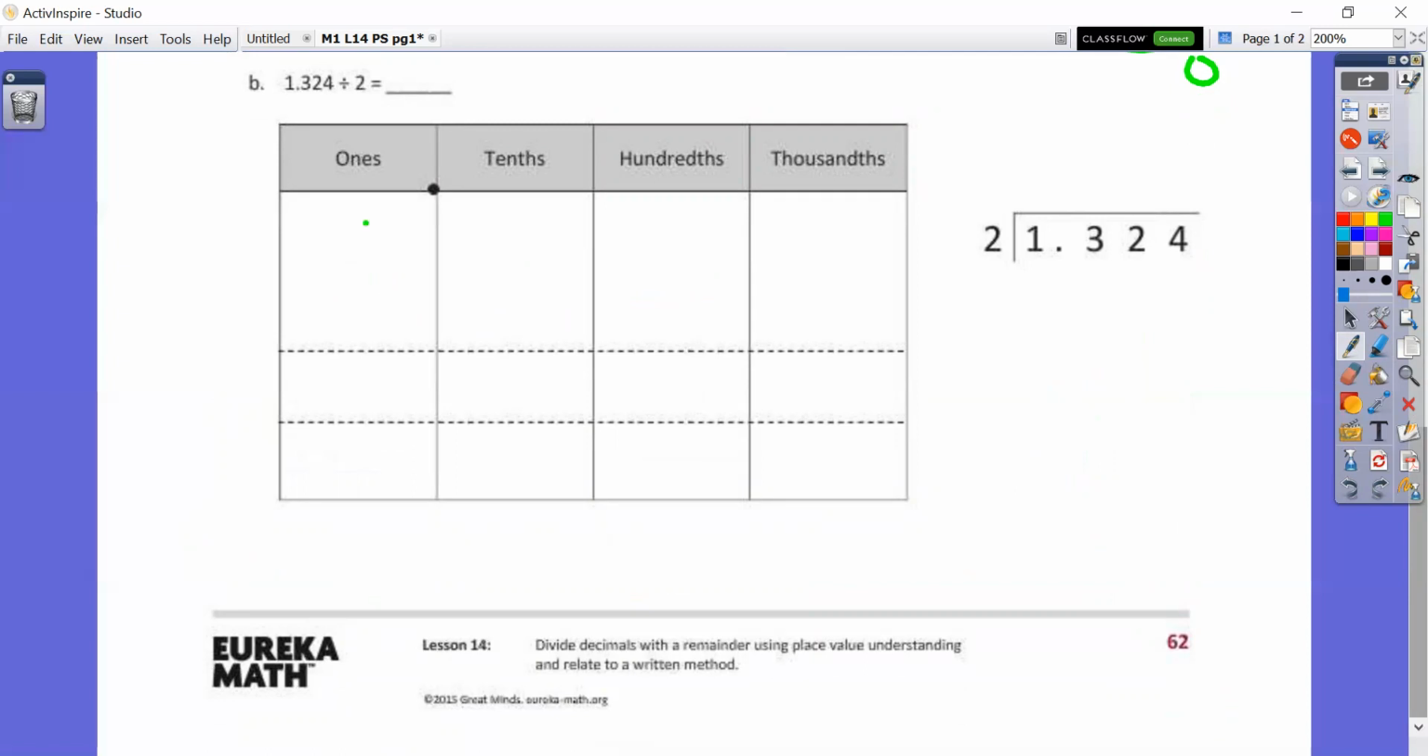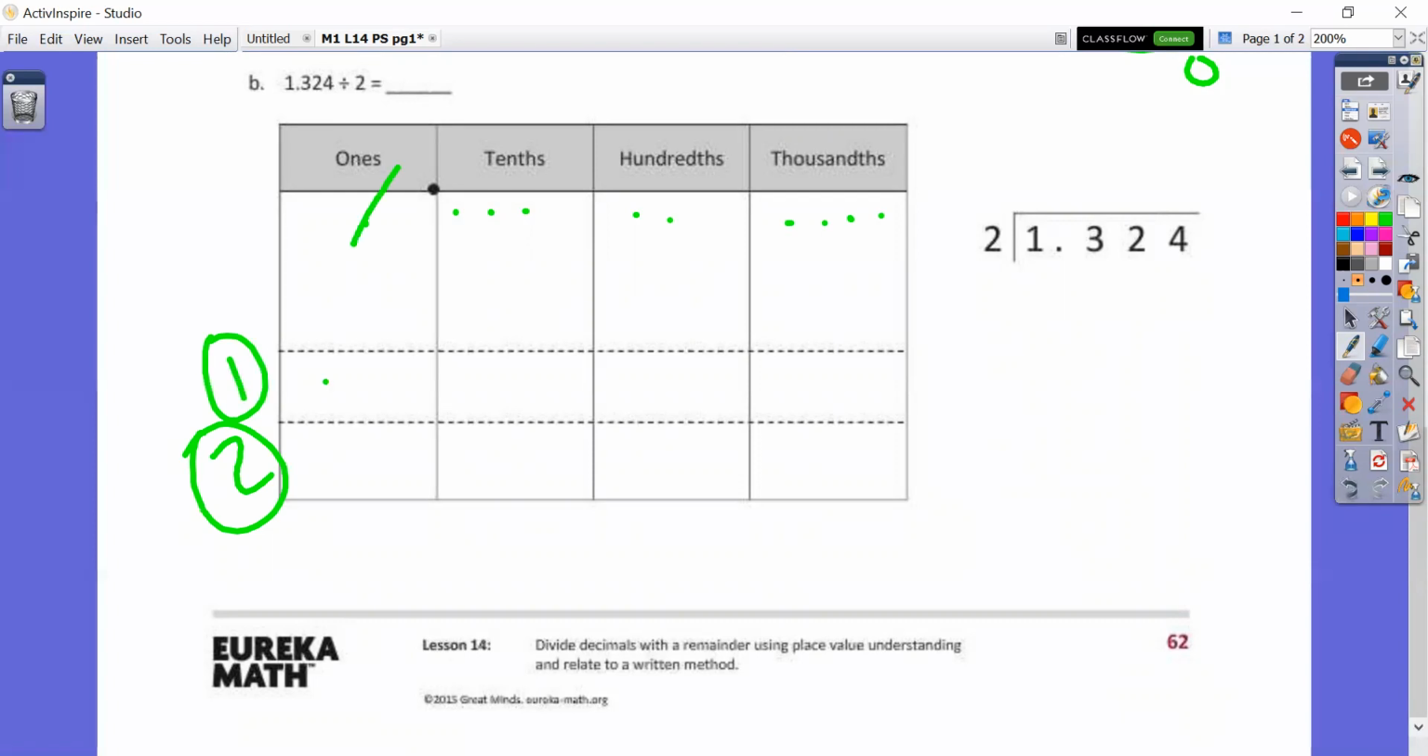So let's represent 1 and 324 thousandths. And we're dividing them by 2, the divisor of 2. So I see the 2 groups in my place value chart. Now on this first one, when we're in ones, there's only 1, but there's 2 groups. Can I distribute evenly to the ones if I only have 1 to give away? Nope, I can't do that evenly.